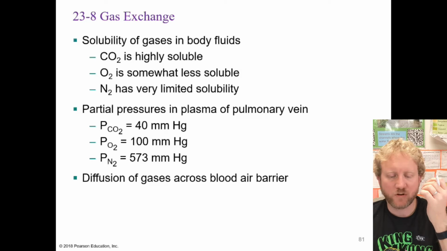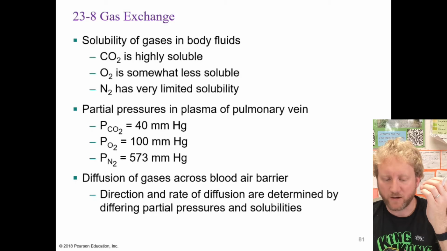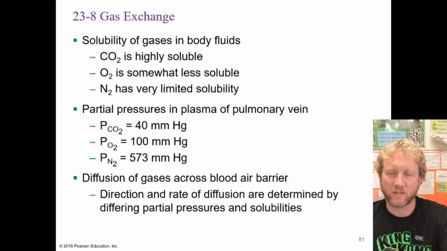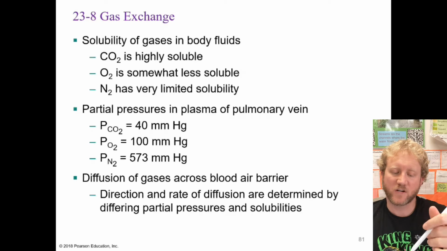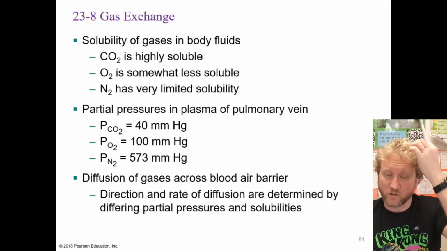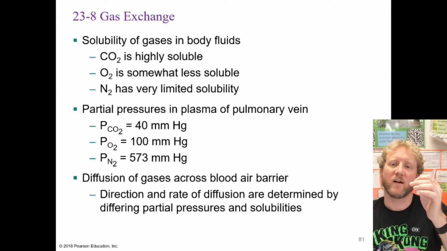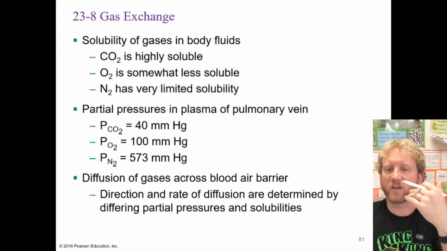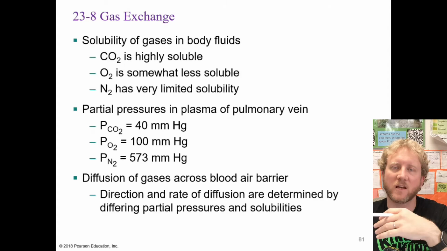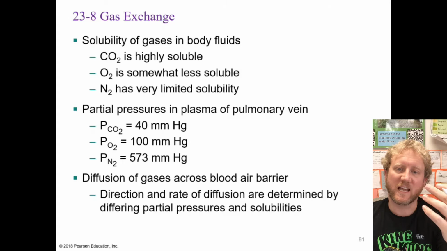As far as diffusion of gases across the blood-brain barrier, the direction that the gases go, the oxygen coming in and the carbon dioxide going out, or vice versa, is going to be determined by the partial pressures and the solubilities of the gas. It's also going to go based off the concentration, how much is dissolved in the blood versus mixed in the air, and vice versa.